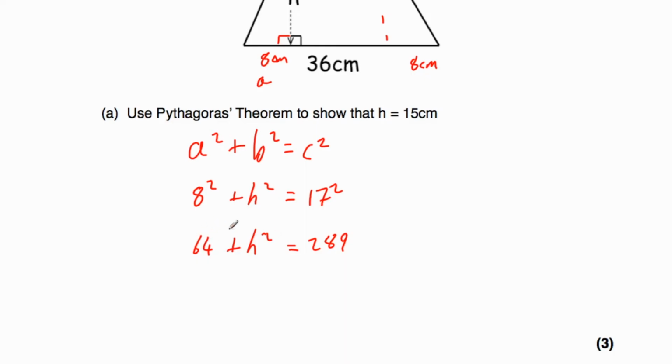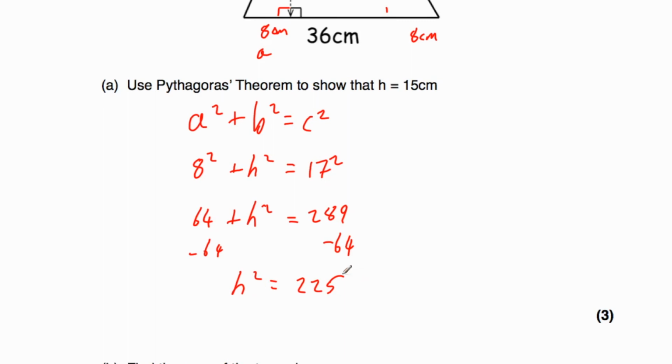So we want to find out what h is. We want to get rid of our squared and our 64 to leave us just with h. Let's get rid of the 64 to begin with, so take away 64 on both sides. On the left-hand side, we're just left with h squared. On the right-hand side, we've got 289 minus 64, which is equal to 225. So we've now got h squared equals 225.